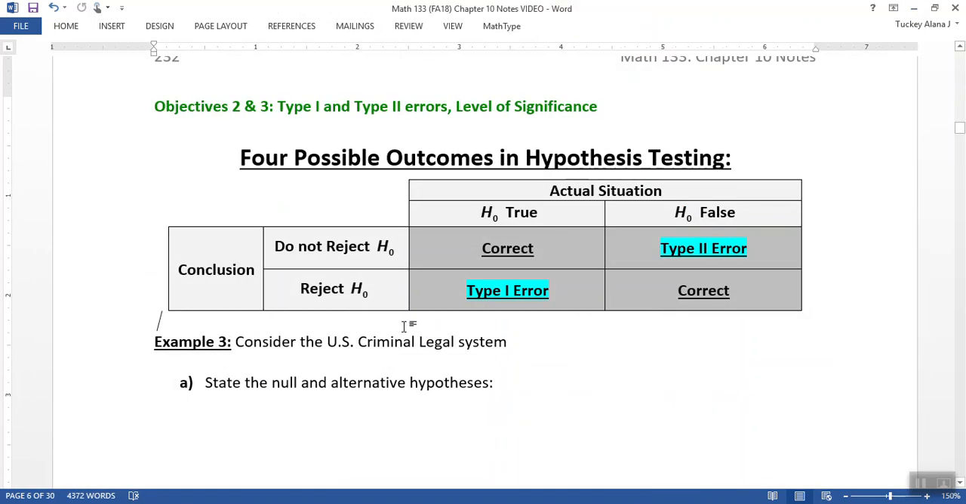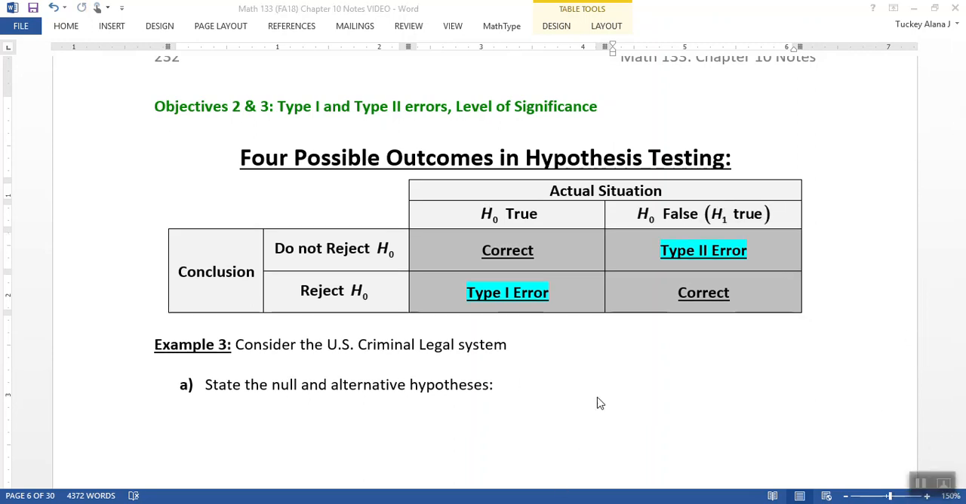Okay, so let's go back and think about our possibilities. When we look at the hypothesis test, there are two actual situations that could be true. It could be that H naught is truly actually true, or it could be that H naught is false, which by the way would mean that H1 is true, because those are your only two options. Okay, but that's actual reality. In real life, we don't get to know reality most of the time. So in reality, this is what's really, truly going on.